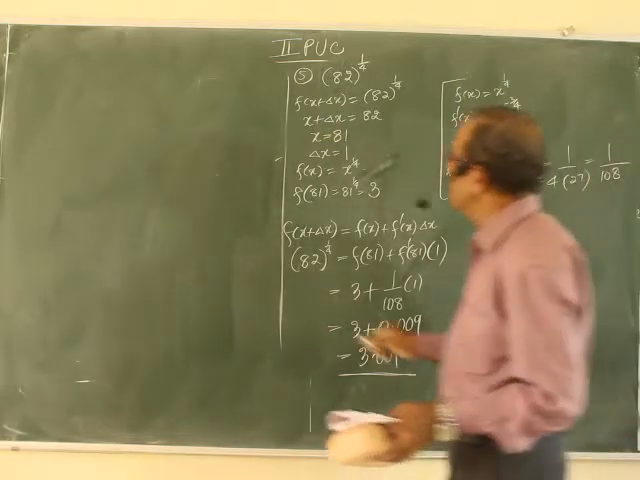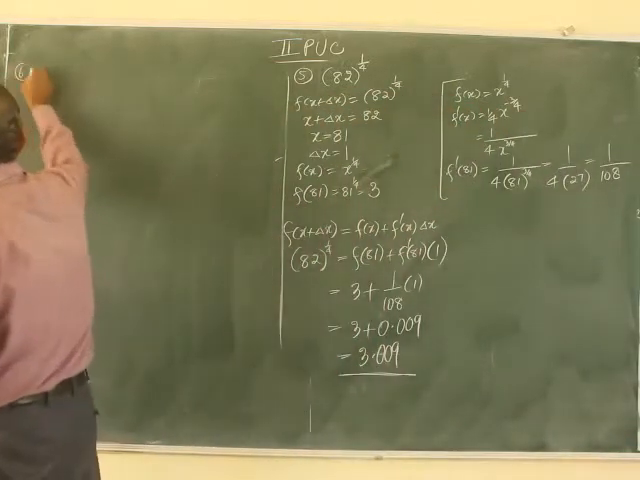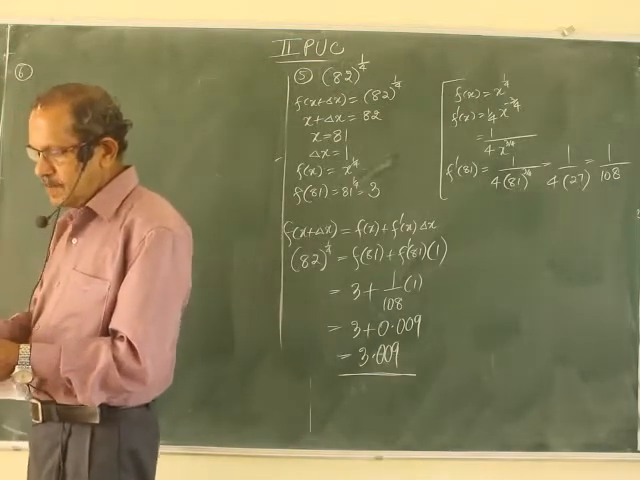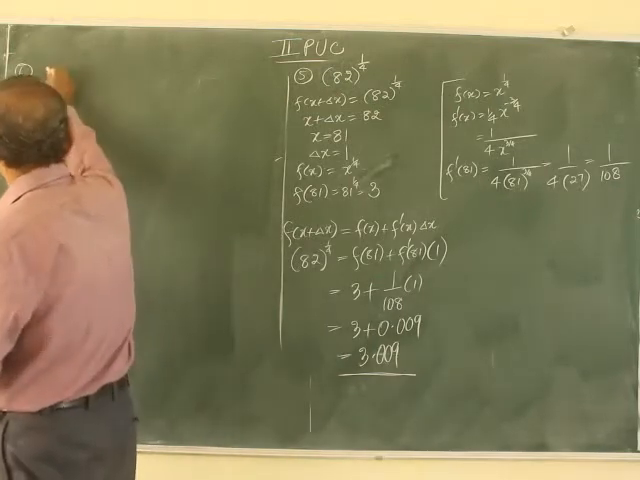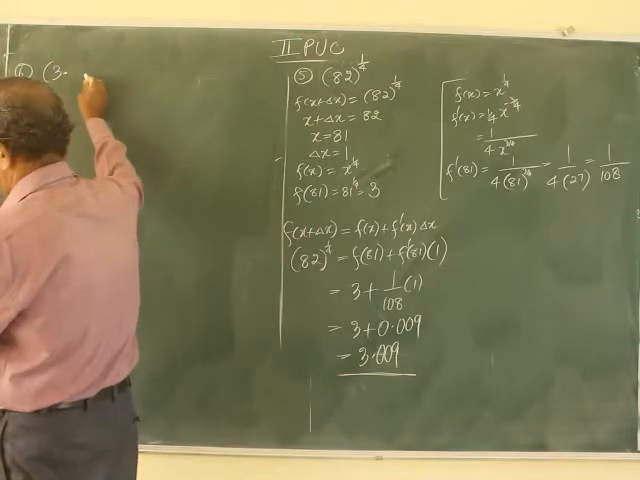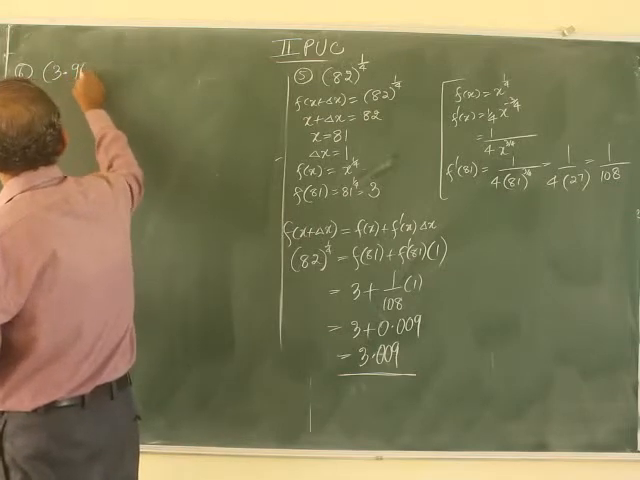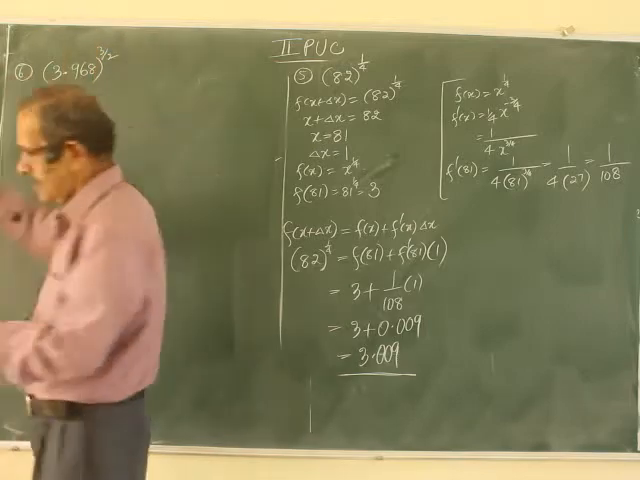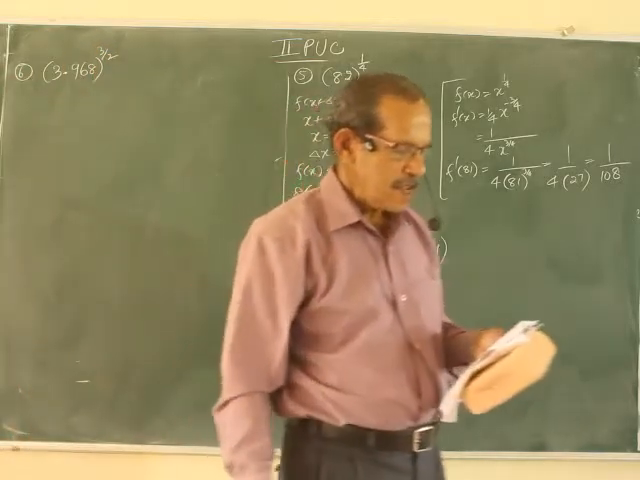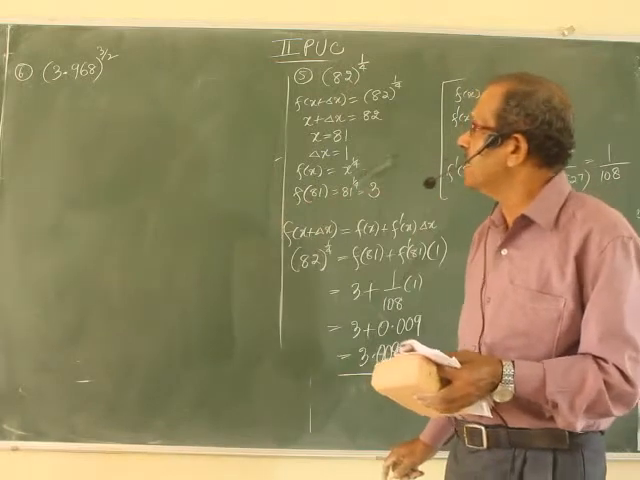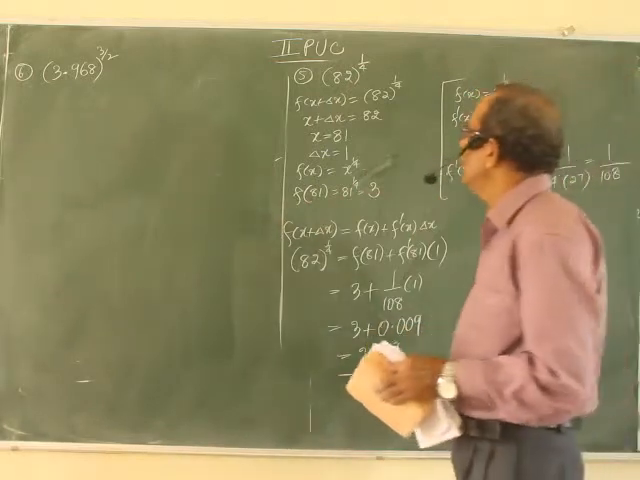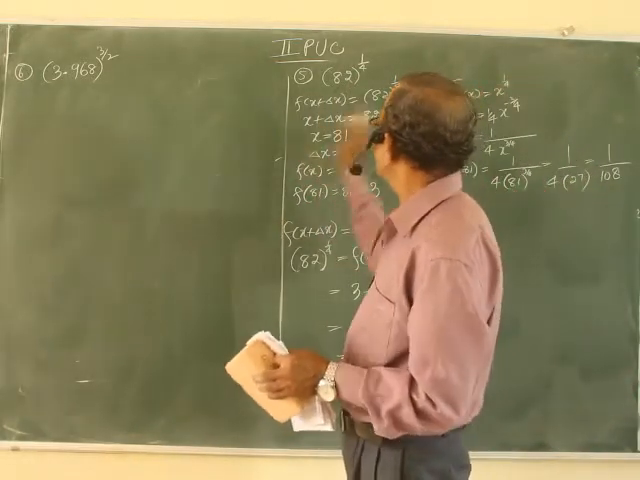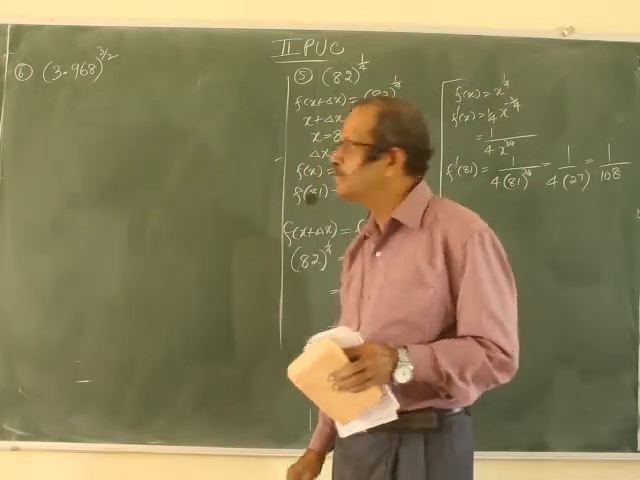Let me take another problem of the same type. That's enough. See, this seems to be a little complicated. That's why I have taken that. 3.968 to the power 3 by 2. It is a little different from other problems we did so far.